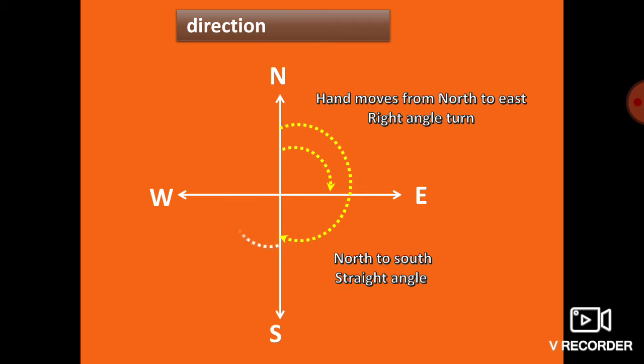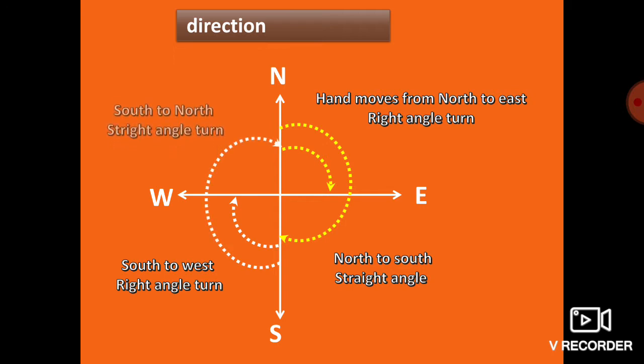Next, when we move south to west, again a right angle turn. Then south to north means a straight angle turn. This we studied. South to west, right angle. South to north, straight angle turn. So 4 directions and right angle turn, straight angle turn.